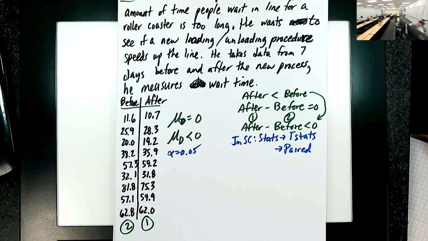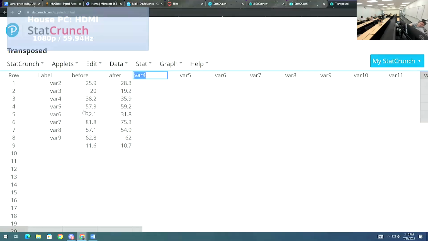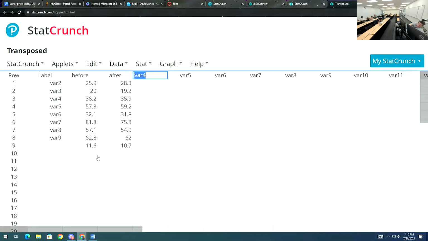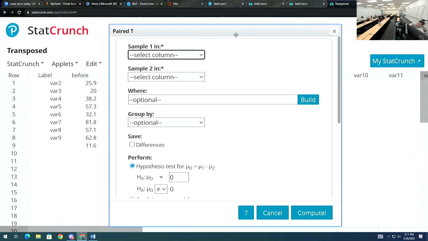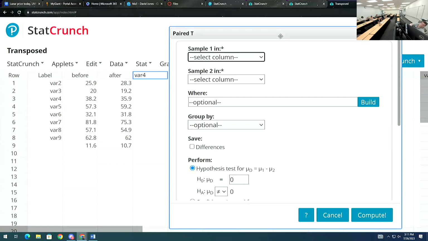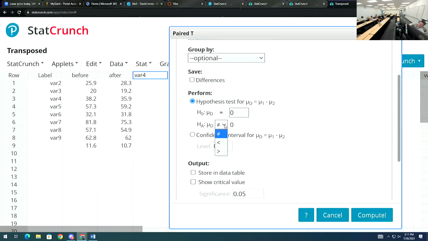All right, let's take a look on StatCrunch. I've entered it in. When I entered it, it was listed all horizontally, so I had to transpose it. And I put the 11.6 and 10.7 that's in the top row up here, so I put it on the bottom, but they're all still matched up. We're going to go stats, t-stats, paired. We chose after to be group 1 and before to be group 2, and that way we could say less than. If you said before minus after, we'd have to do greater than. So again, order matters here.